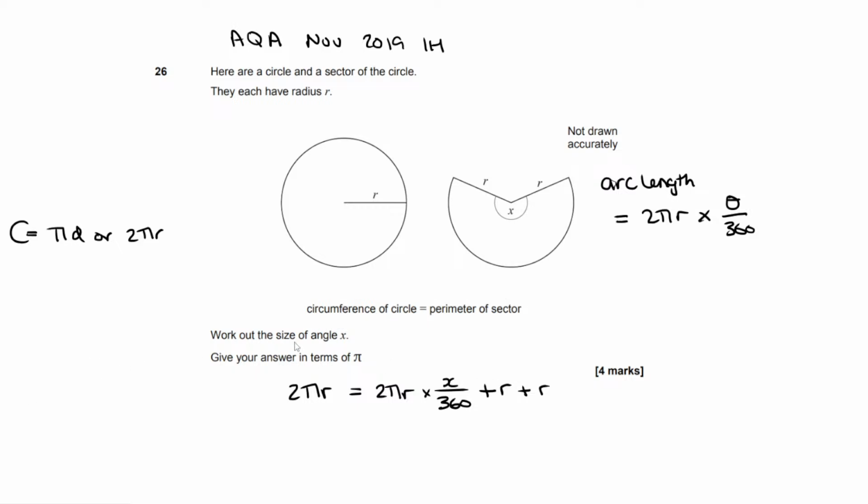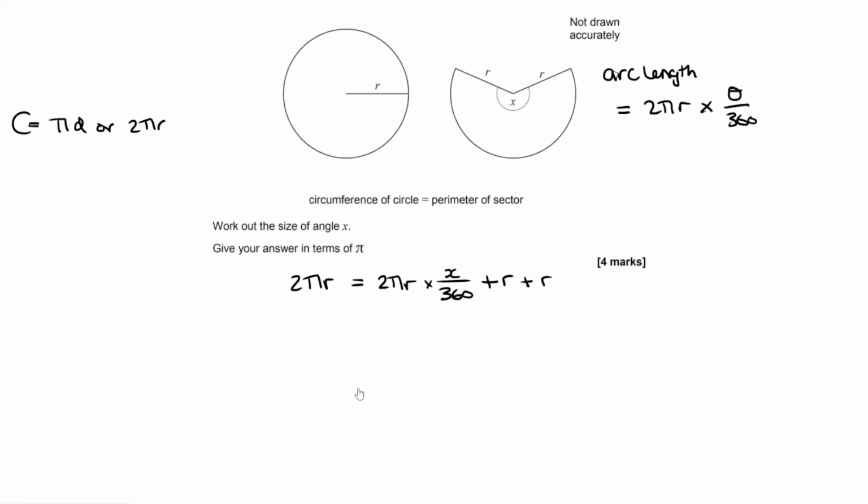From here, all I need to do, because they said find the size of angle x in terms of pi, because it's obviously non-calculator, I just need to solve. Do you see how the only letter we don't have is x? We obviously have r, but I'm assuming r is going to cancel anyway. I want to get x as my subject. So let me just rewrite this. 2 pi r is equal to, you don't have to write brackets, but I'm just demonstrating, this is like one term, isn't it? Because it's multiplied. That's all one thing, right?